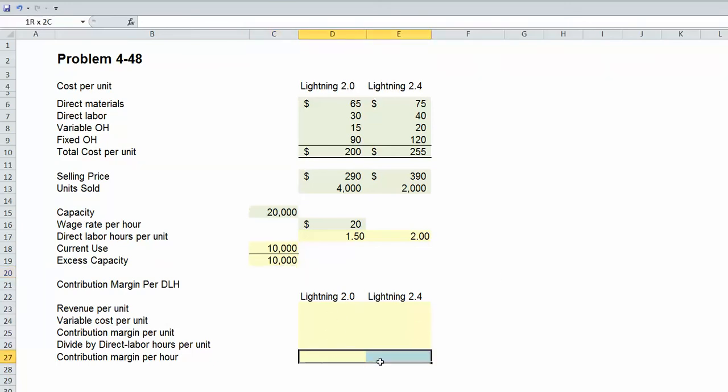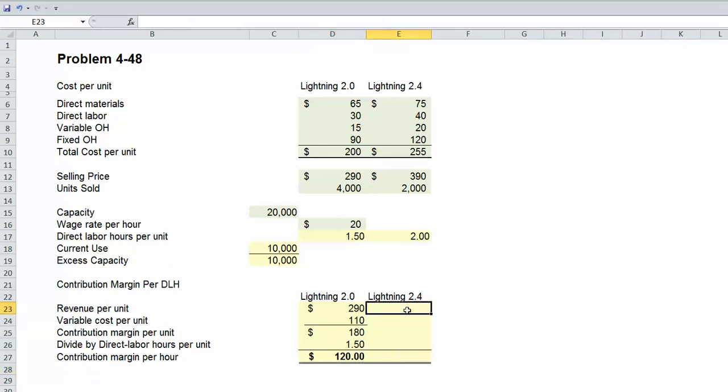In terms of calculating our contribution margin per direct labor hour, we need to calculate first our contribution margin for each of our products. Our current selling price for the Lightning 2.0 is $290. Our variable cost is the $65 in direct materials, plus $30 in direct labor, plus $15 in variable overhead, $110 per unit. So our contribution margin is $290 minus $110, $180 per unit. Since it takes 1.5 hours to make a Lightning 2.0, our contribution margin per direct labor hour that we work is $180, divided by 1.5, or $120 per hour.